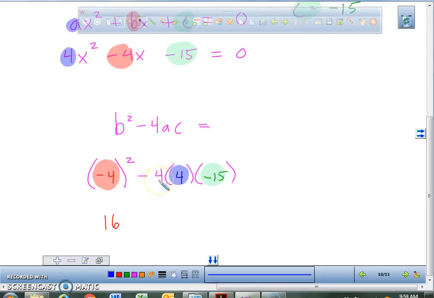Right. So negative 4 times 4 is a negative 16, times a negative 15 gets me to a positive 60. No, 180. No, wait, that's not right. It's 240. I apologize. That'd be 240, right?